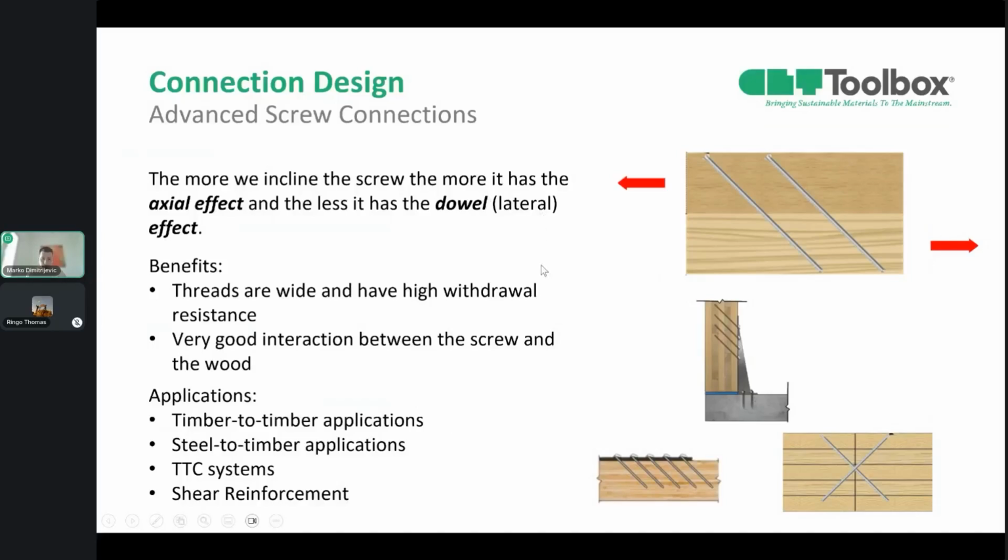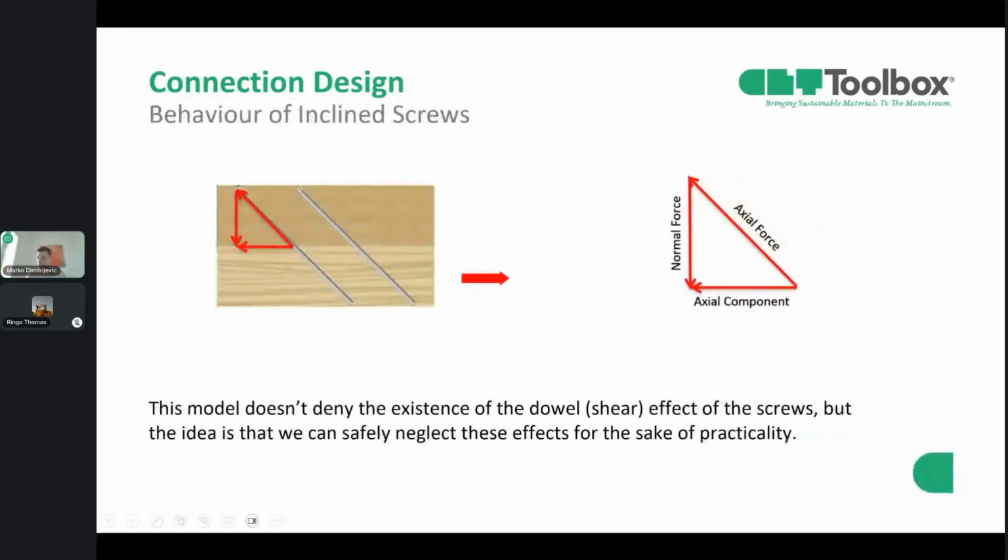Concerning the applications, these screws can be applied to timber-to-timber and steel-to-timber applications, timber-concrete composites, and also shear reinforcements. With a resolved system of forces at the shear plane with a simplified truss model, as we can see in the image here, the idea is that these connections with a certain angle are predominantly characterized by the axial effect. So the design model is based on the axial resistance of the screw. Also, it is important to note that this model doesn't deny the existence of the dowel or shear effect of the screws, but the idea is that we can safely neglect it for the sake of practicality.